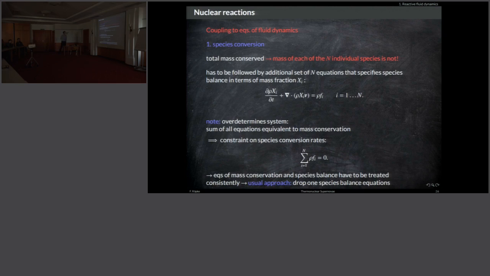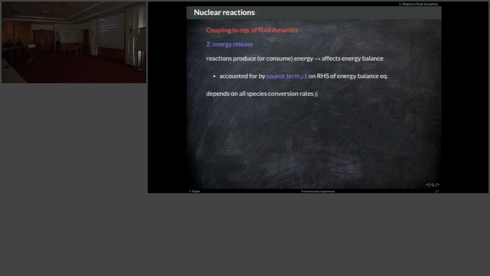So that means that the equations of mass conservation and species balance have to be treated consistently, and the usual practical approach is that one drops one of these species balance equations and instead follows total mass conservation. All right, the second effect, of course, is energy release. So reactions, of course, produce, or if they are endothermic, consume energy, and this, of course, affects energy balance.